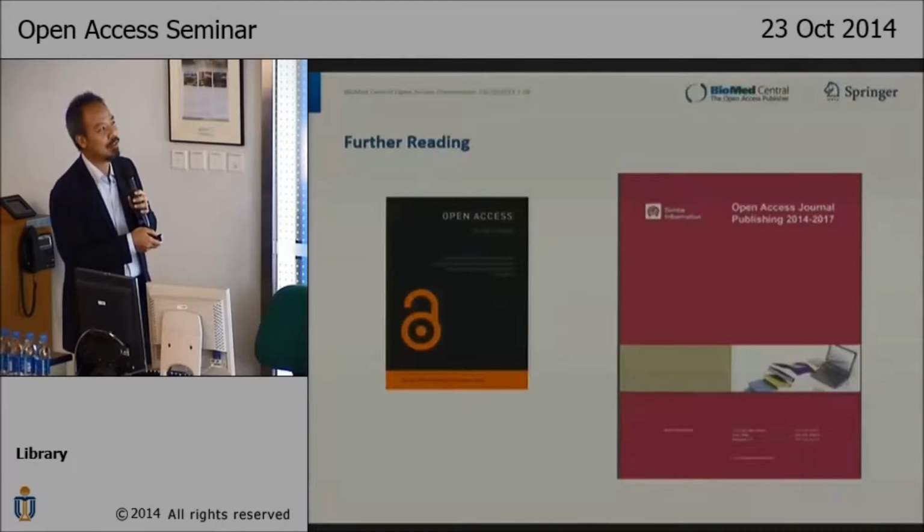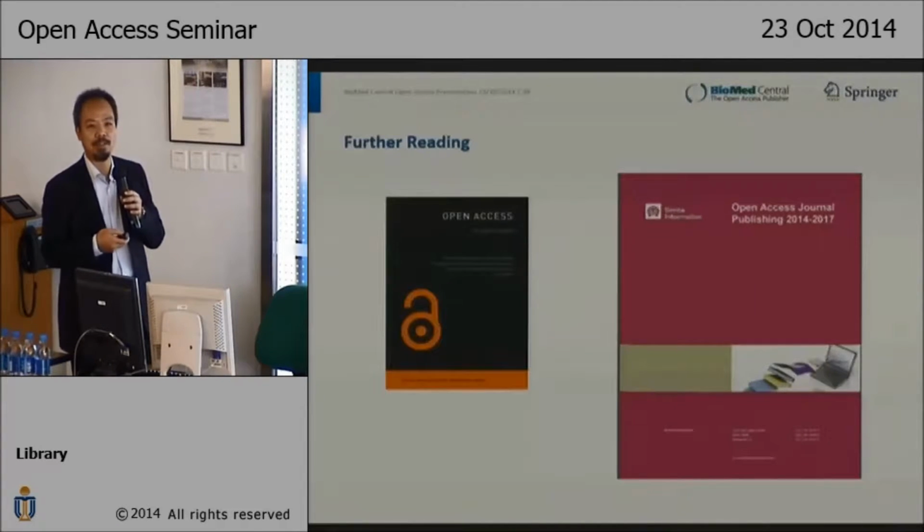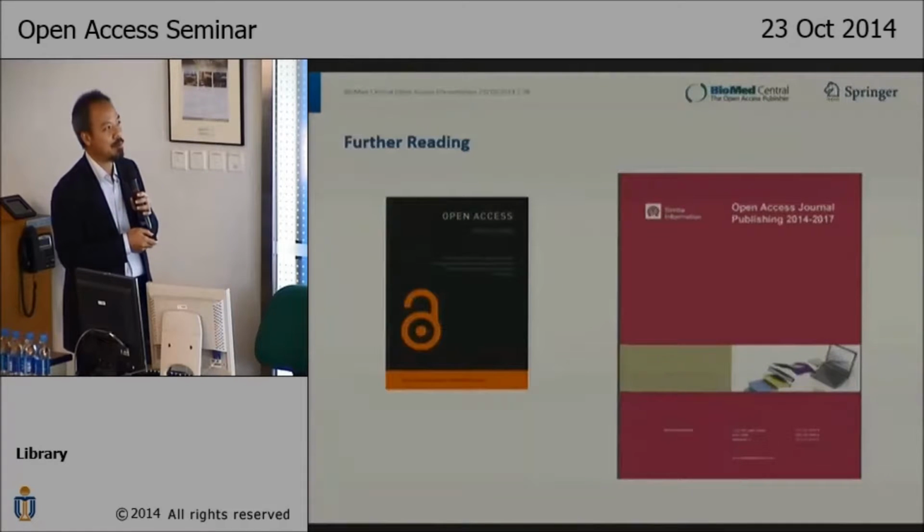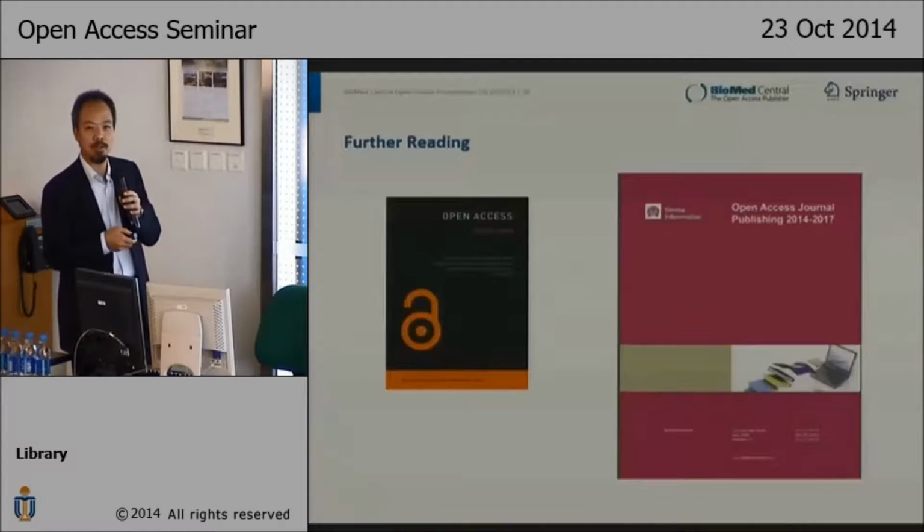This is another new one. I think it was published around 2 months ago. It is the open access journal market report, published by Simba. If you would like to know more about the open access publishing industry, the journals, and the future development, I think this report may provide you more information.